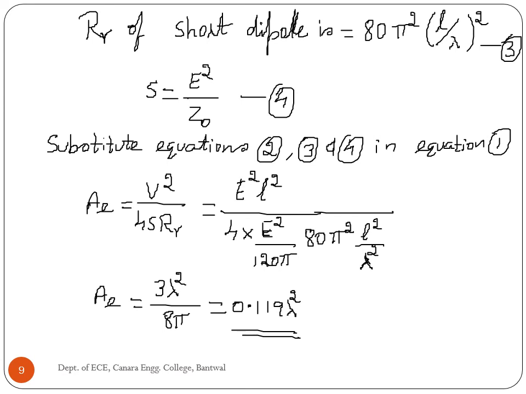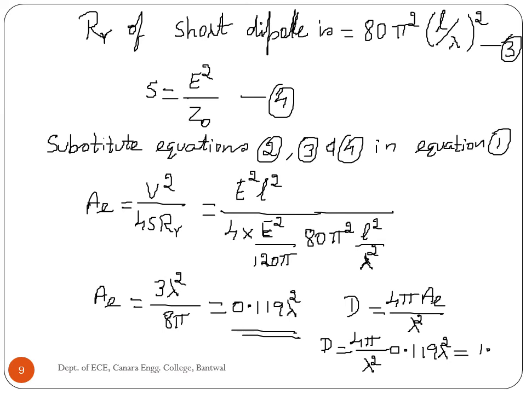So effective aperture of short dipole is 0.119 lambda square, and we know that directivity is equal to 4 pi AE divided by lambda square. When I substitute AE, effective aperture of the short dipole, in the directivity equation, it's 0.119 lambda square, I'll get the answer 1.5.